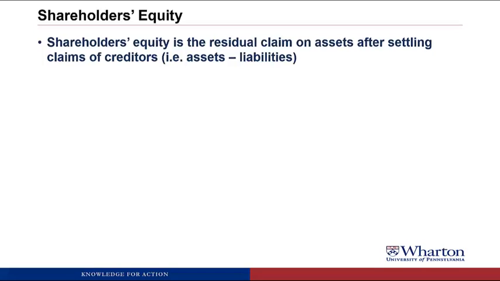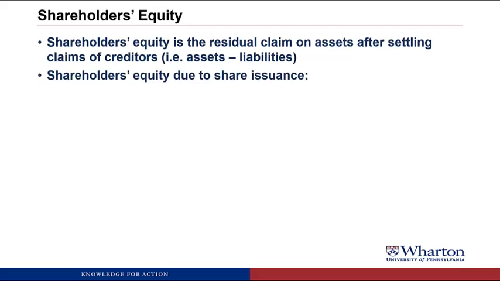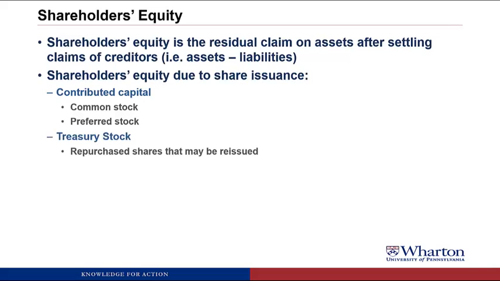So as we talked about in the first week, shareholders' equity is the residual claim on assets after settling the claims of your creditors. In other words, assets minus liabilities. So this notion that if you measure your assets correctly and your liabilities correctly, shareholders' equity is what's left over. But we saw that it came from two different sources. One was share issuance. So you could have contributed capital where you go out and raise funds through common stock or preferred stock. And then we'll introduce this concept of treasury stock, which are repurchased shares, shares that the company buys back that may be reissued to the public at any point.